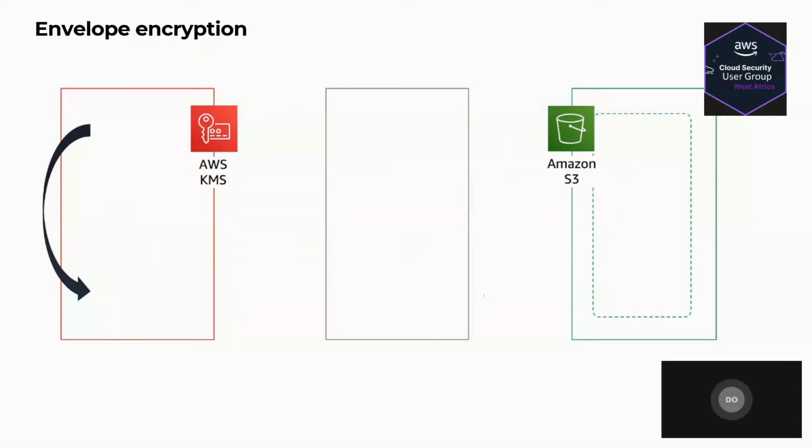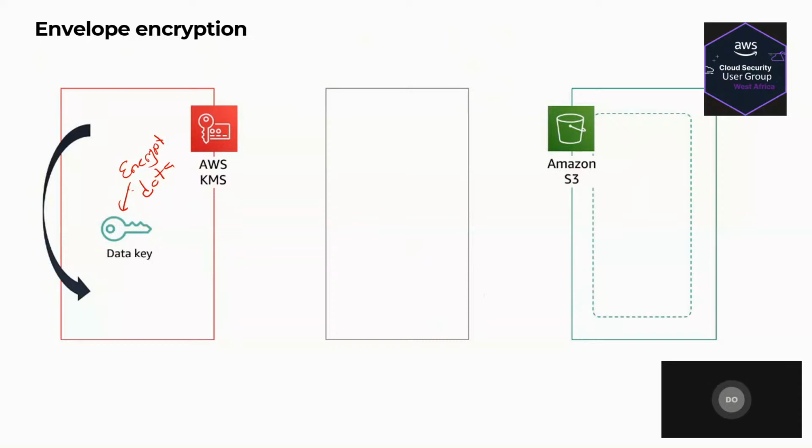So let's say I have data in the S3 bucket that I want to protect. I need a key that I'll be using to encrypt that data before storing it in my S3 bucket. What we can do is have a key, which is called the data key, and this is the key that we're going to be using to encrypt our data.